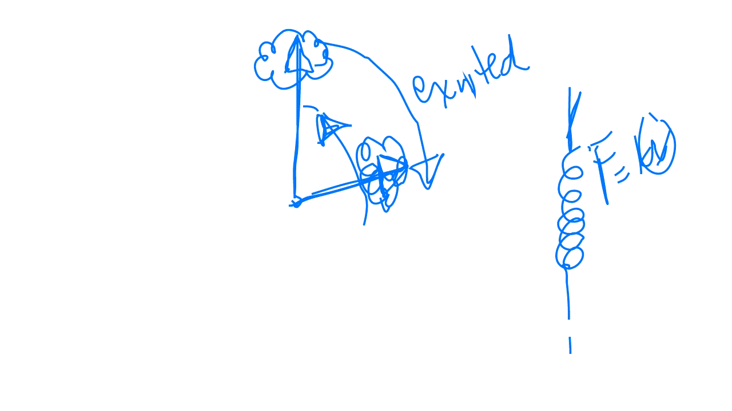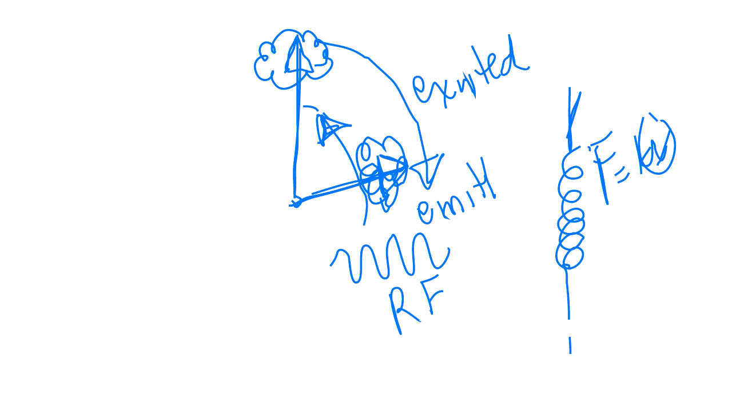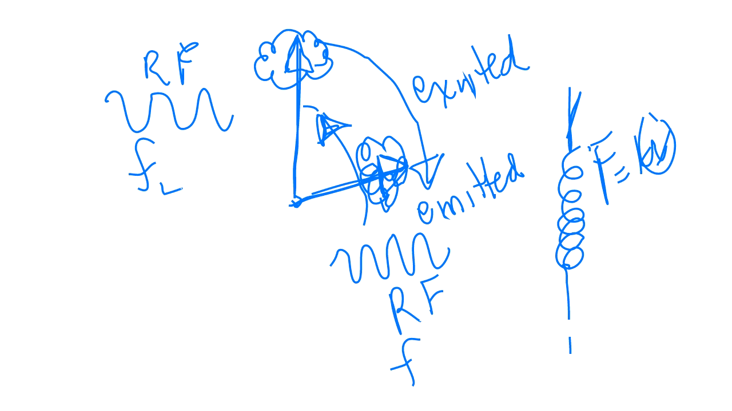In doing so, it will give off another RF. Okay, so this is emitted, and this is absorbed. The first RF is absorbed. This one is at frequency FL. Now, this one, the frequency, we don't know. We don't know what this frequency is. That's in fact what we're going to analyze. We need to analyze that in order to.